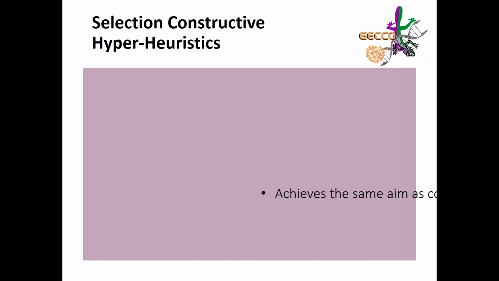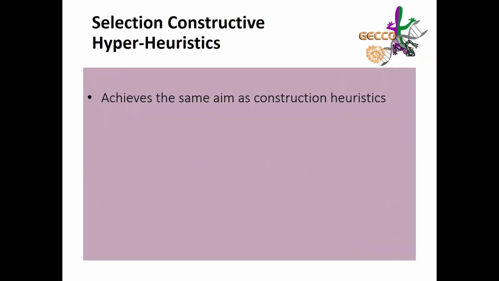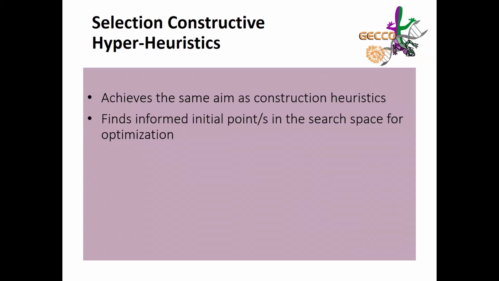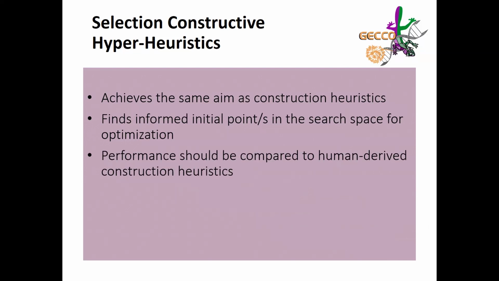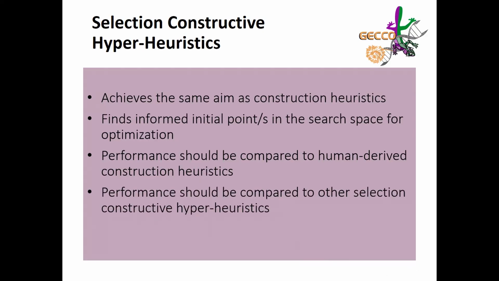Okay, so the whole idea is it achieves the same as a construction heuristic. It's basically finding initial points that can be optimized further. Essentially, you want to compare the performance to human-derived heuristics to see whether it's giving you an improvement over them. And generally, that's what it does: it gives you an improvement over human-derived heuristics, because it's choosing the right heuristic to use at each point instead of just using one heuristic. And then, of course, you also want to compare to other selection constructive hyperheuristics that exist. That's the whole idea behind it.